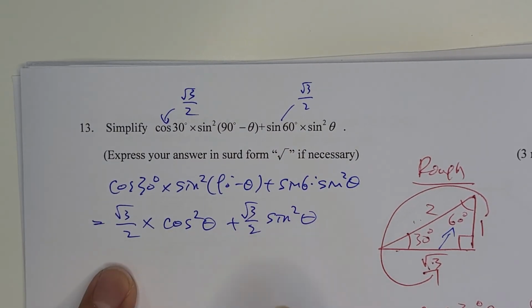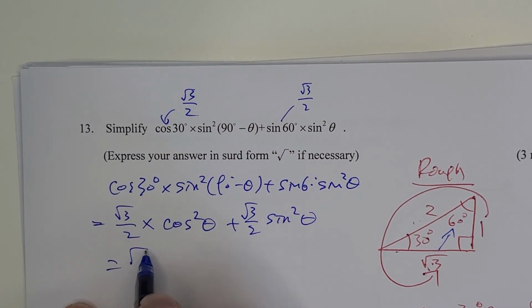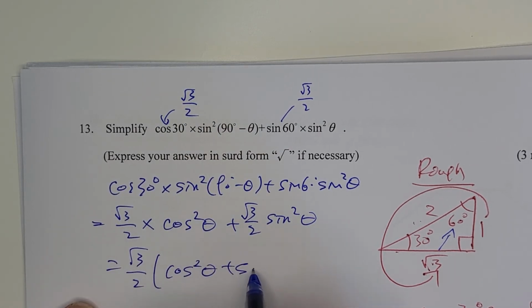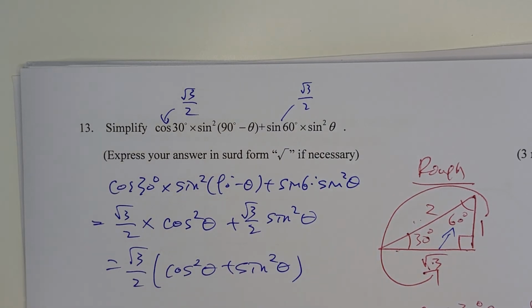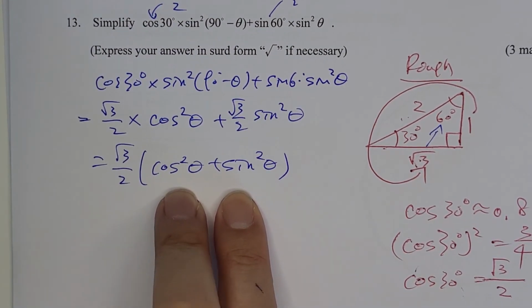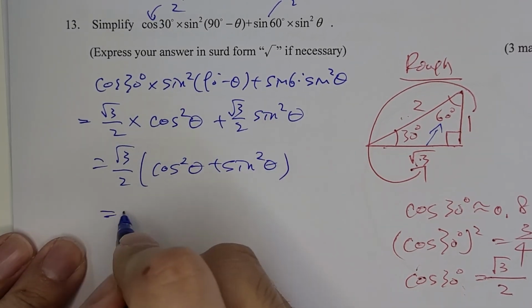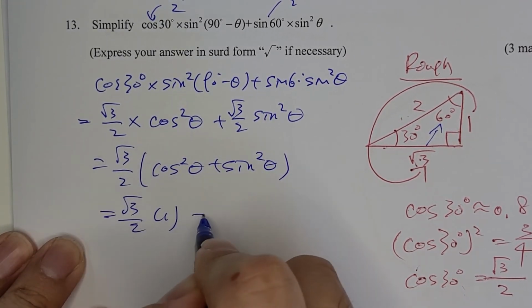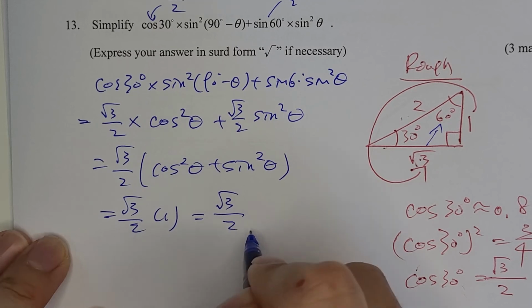So you can take out the common factor, square root 3 over 2. That is cosine square theta plus sine square theta. And you can use the formula, cosine square theta plus sine square theta, that's 1. So final answer, square root 3 over 2.